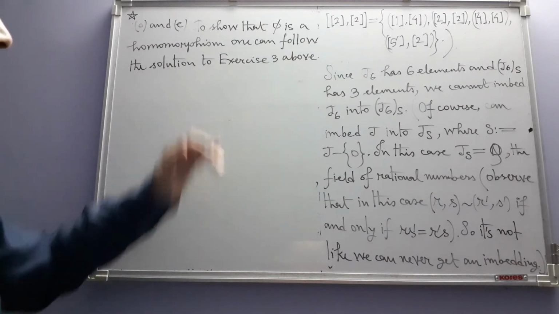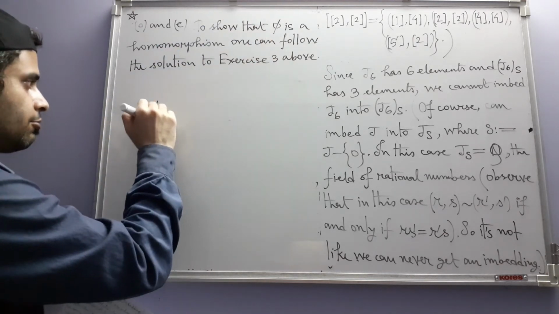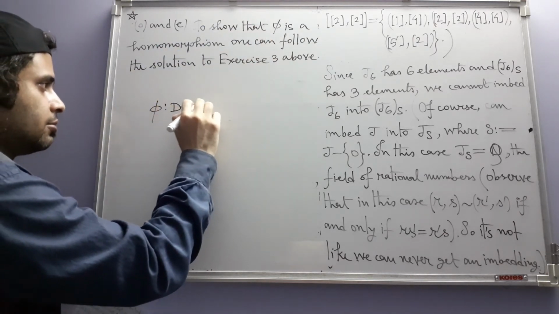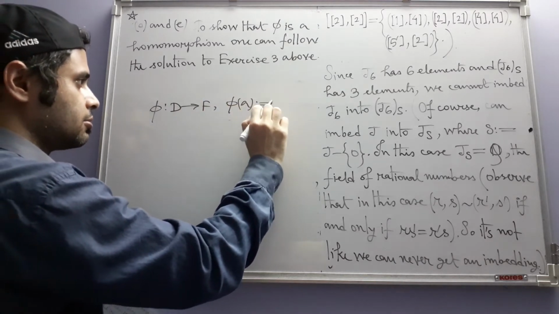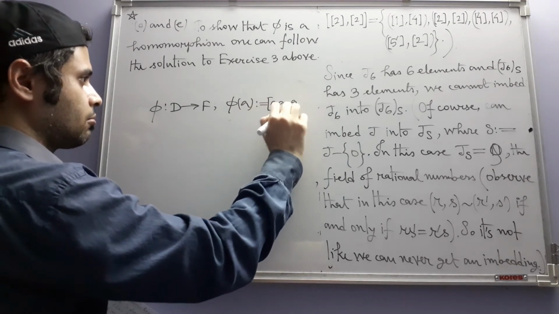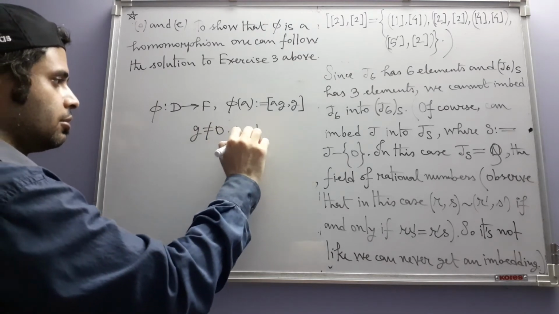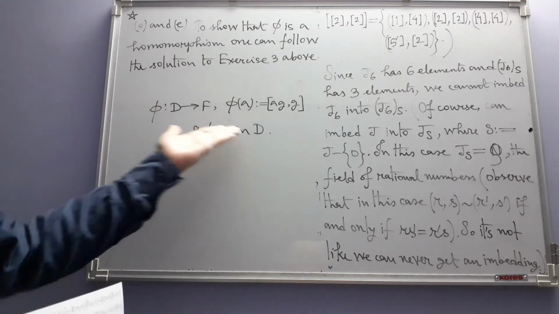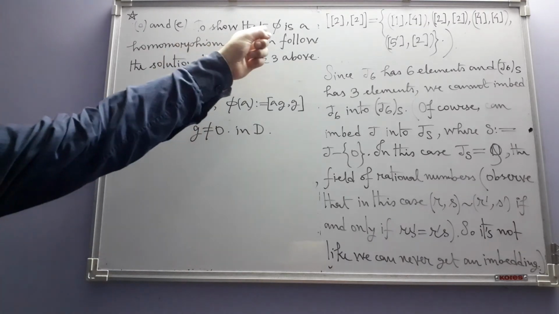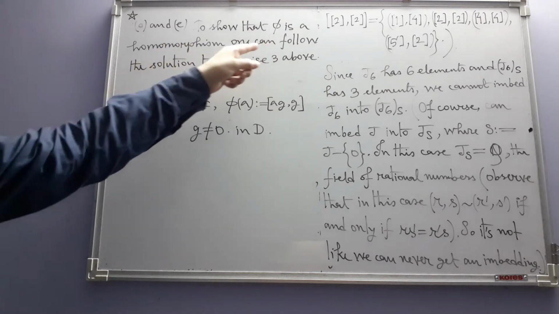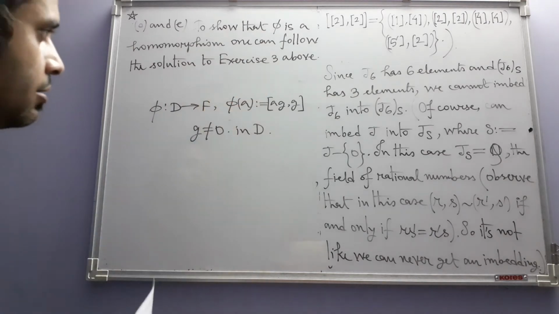Although in that solution we have written that we have already done it. It's because you see we have actually come across one such function from D into F, where we have defined it like this, where g was a non-zero element in D. We showed that this is an isomorphism. So the exact same thing will happen here. So that's why we are not doing it. We are just simply mentioning that it can be similarly done.